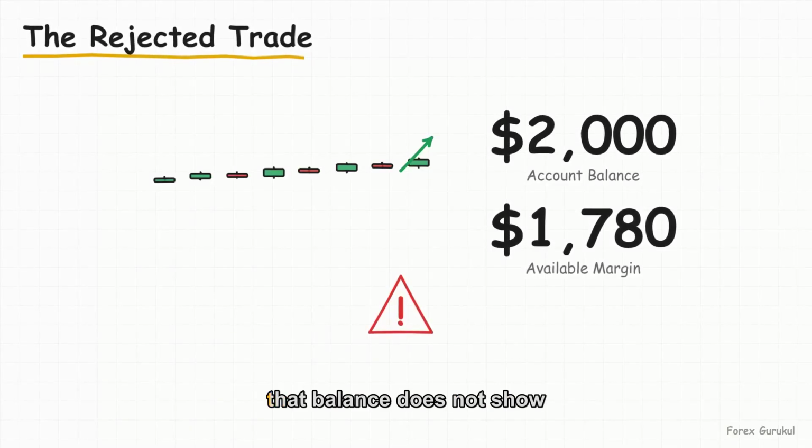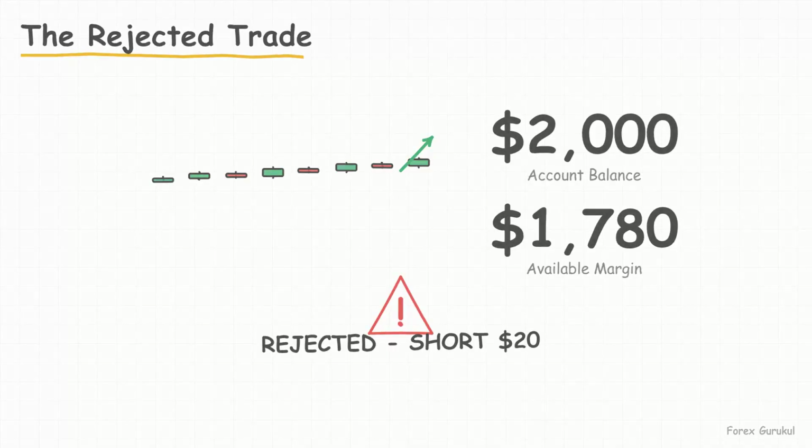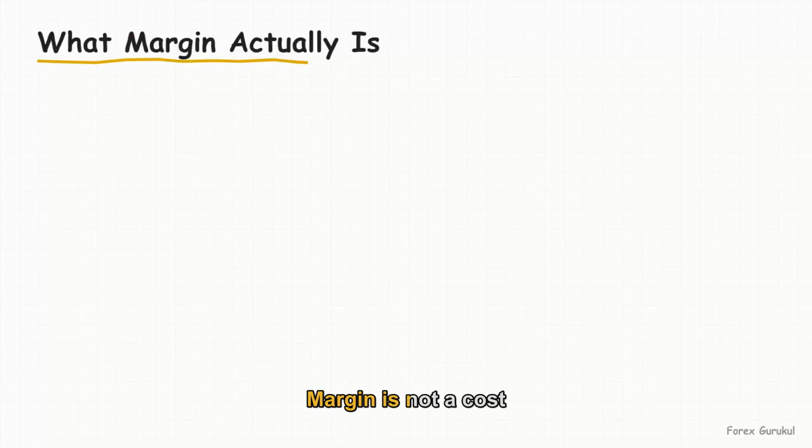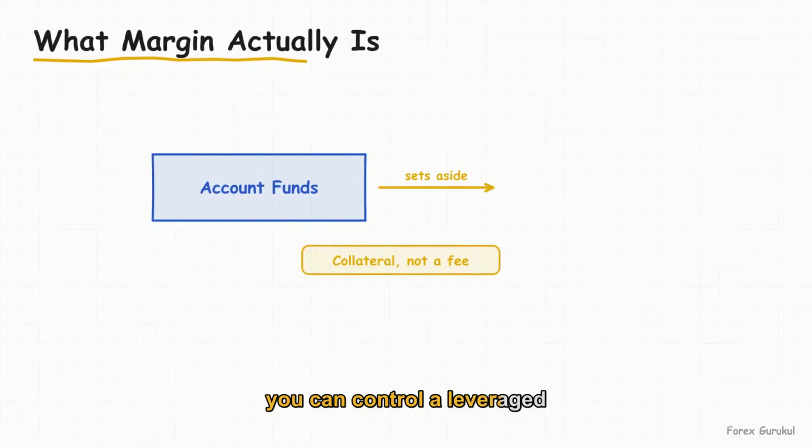So what is this number that balance does not show you, and where did those first few $100 actually go the moment he clicked buy? Here is what actually happened. Margin is not a cost you pay the broker. It is a good faith deposit, a slice of your own account funds, that the broker sets aside as collateral so you can control a leveraged position.